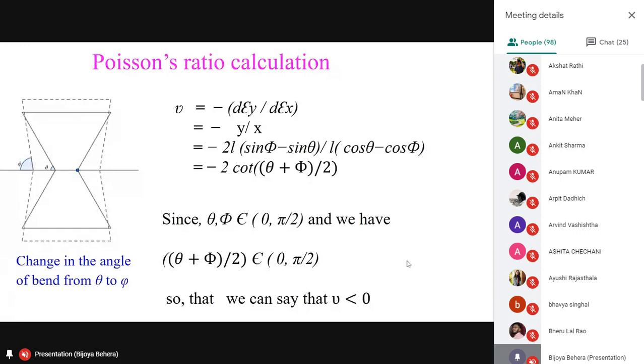What is my Poisson's ratio? The definition of Poisson's ratio is lateral strain over longitudinal strain. That means del y upon del x. And we have already calculated del y and del x values. Look at this. When you substitute these values, Poisson's ratio comes out as V less than 0. That means a negative value.